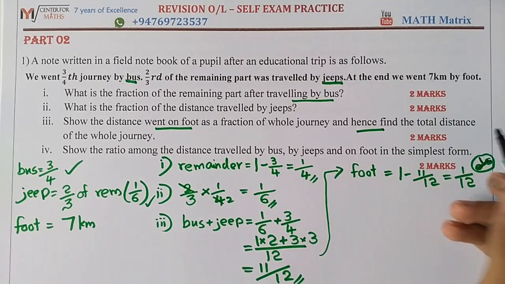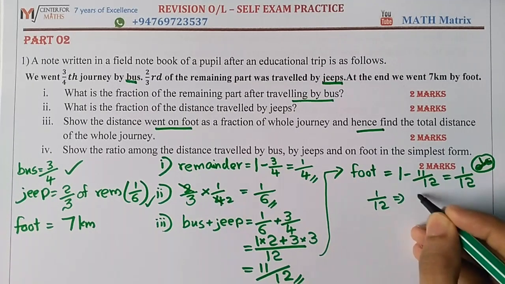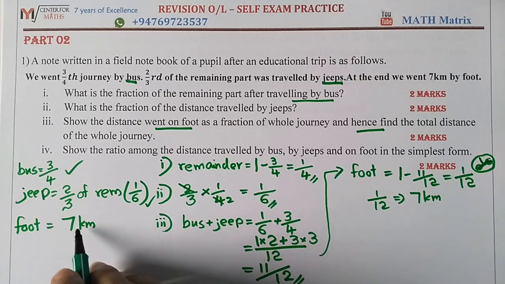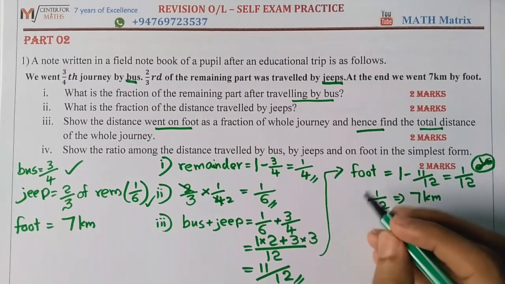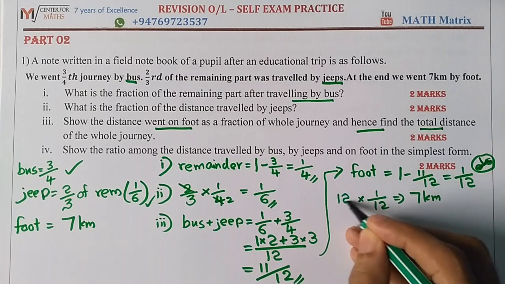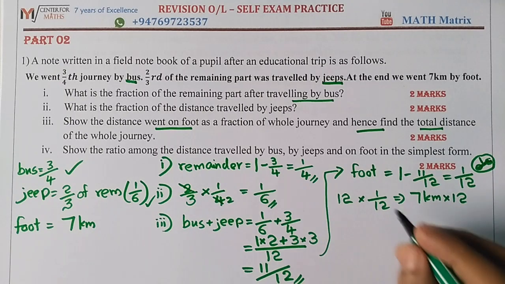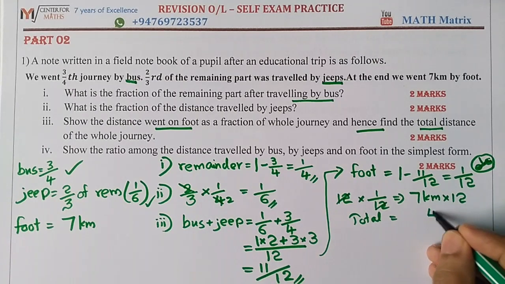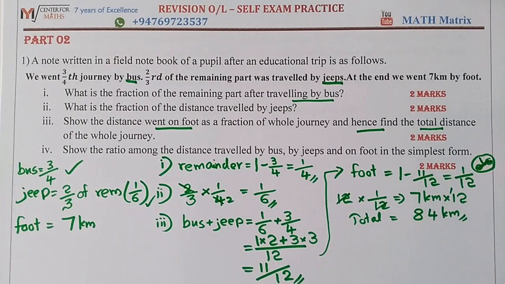Hence, find the total distance. Now they are asking us to find the total distance. How to find that? Now this one part is equal to 7 kilometers. Already they have given that. The fraction of the foot is just one part, right? But the exact amount is 7 kilometers. So one part is equal to 7 kilometers. To find the total distance, we have to multiply by the denominator, that means by 12. 7 twelves are 84. That means the total distance is just 84 kilometers, right?